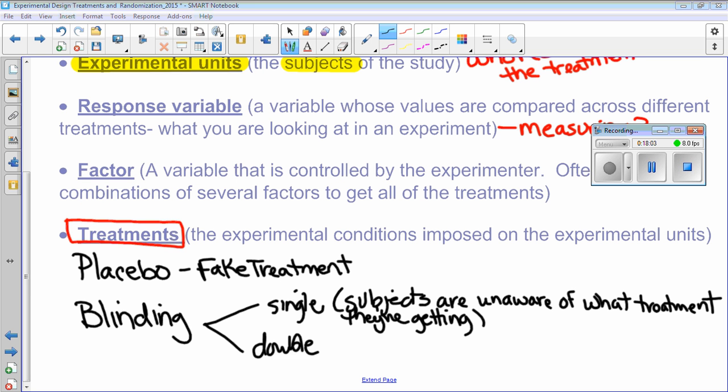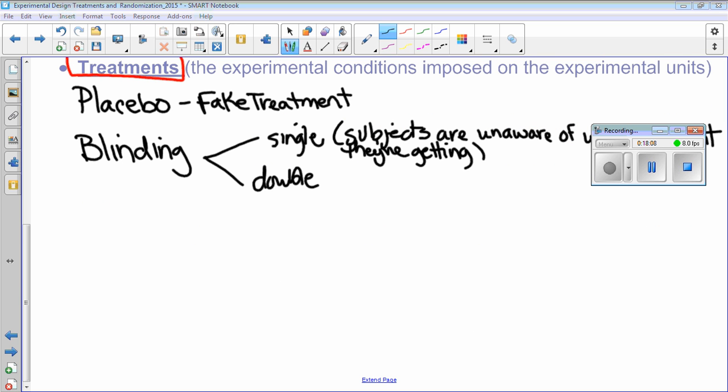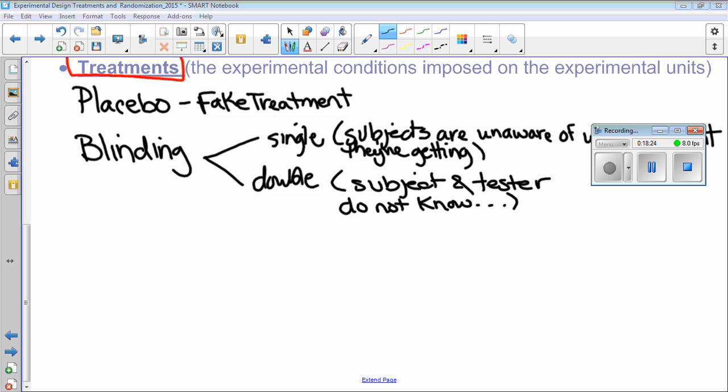I probably shouldn't write that down officially, but the subject and the what? Tester. I like that. Better than the takee and givee. Okay. Subject and the tester do not know. So my question is, in a double-blind experiment, who does know? Someone has to know. Okay.